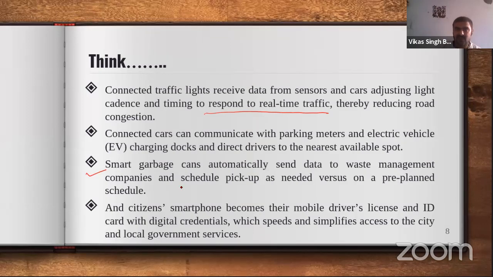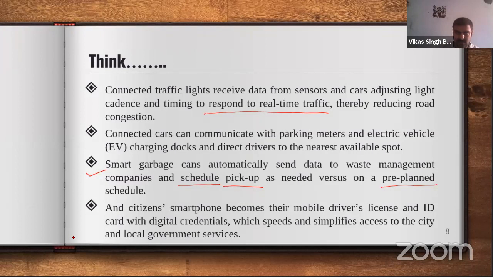Otherwise, what will happen is that there is a pre-planned visit, where the waste collection company will visit once a day or twice a day. In this case, when smart garbage collectors or smart dustbins are there, the waste collecting company will visit only when the dustbin sends a message to the waste collecting company.